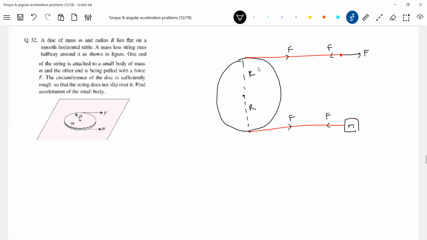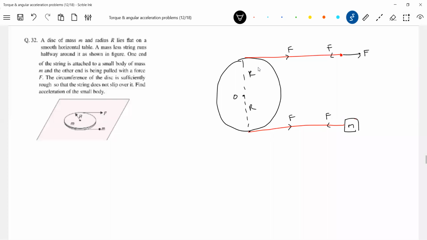And what can happen to the block? What will happen to the disk? Look at the disk. Is it free to move? Yes, it is free to move. Will you put the same F or a different F?